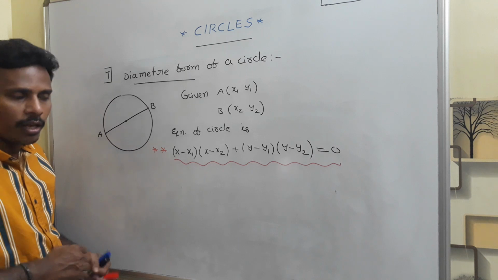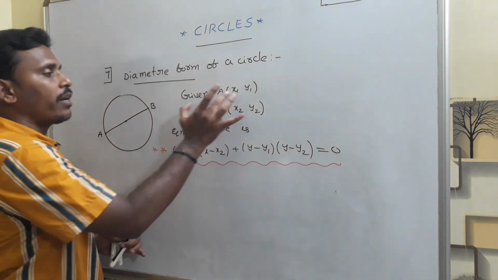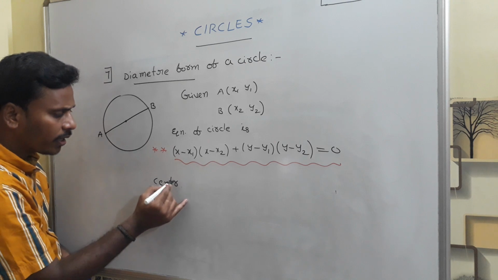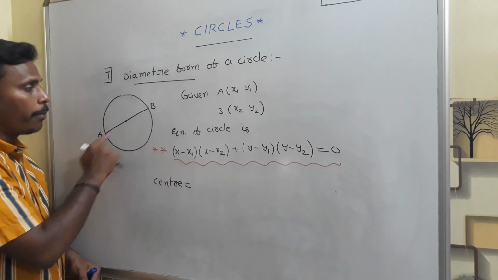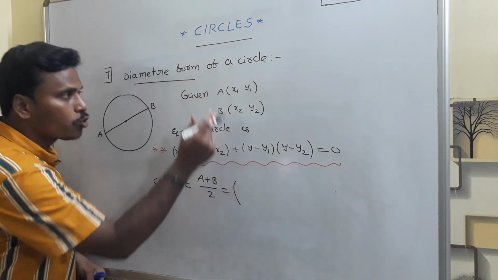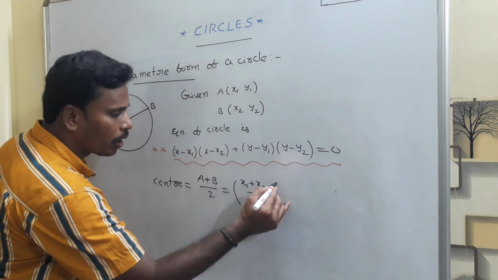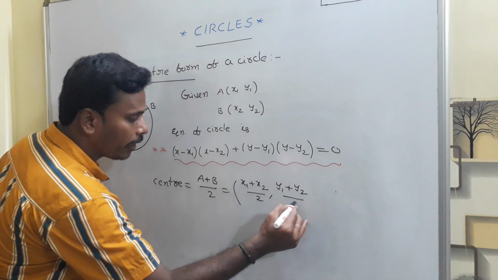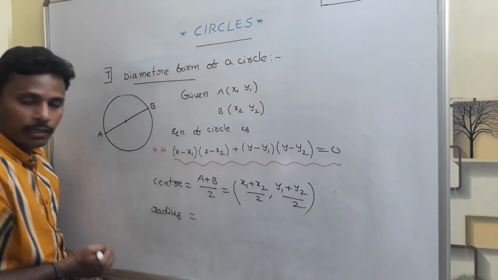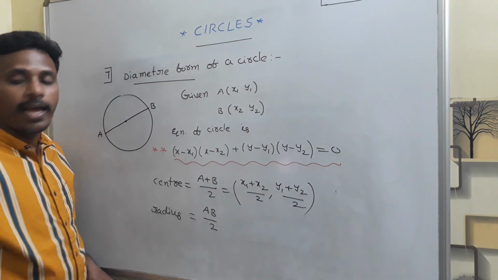Or instead, if the question is about finding the center and radius of this particular circle, so what I mean is, if we have a circle whose diameter endpoints are A (x1, y1) and B (x2, y2), then what is its center? The center of this circle is simply the midpoint of AB. So the center is ((x1 plus x2) by 2, (y1 plus y2) by 2). And what about the radius? The radius is always half of the diameter. If you find the distance between these two points A and B, divided by 2, that is the radius.